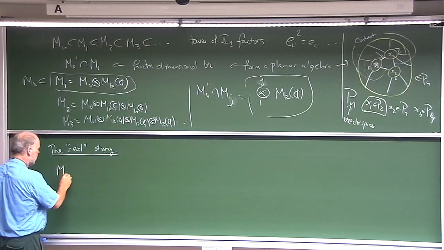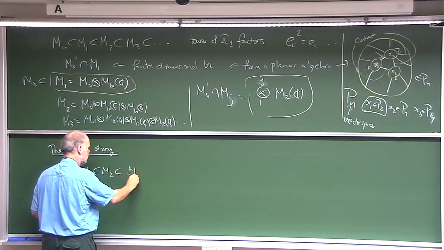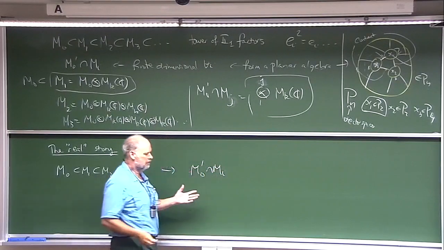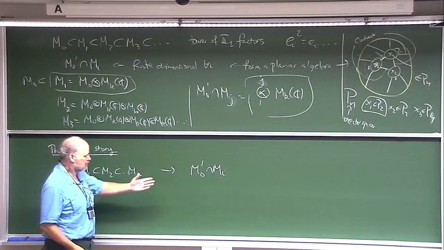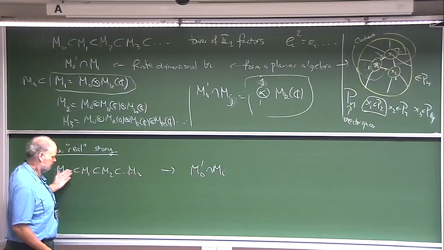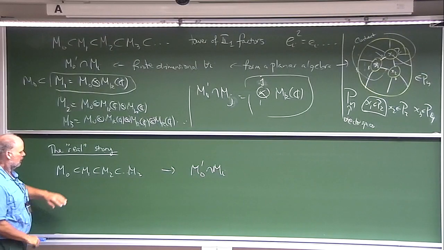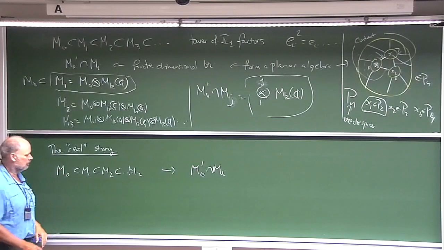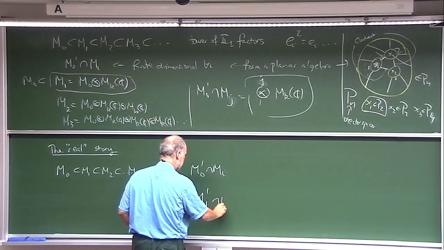So you'll remember that we had M0 containing M1, and then M2, and then M3, and we extracted M0 prime intersect Mi. These are finite dimensional C-star algebras, semi-simple finite dimensional complex algebras, very simple combinatorial objects from this tower of infinite dimensional algebras. Well, the point is we could also have started our tower from here, right? We could have said M1, M2, so we could also have extracted M1 prime intersect Mi.